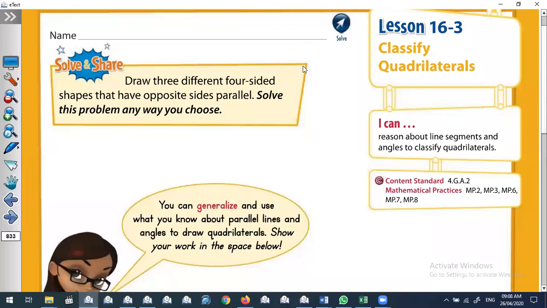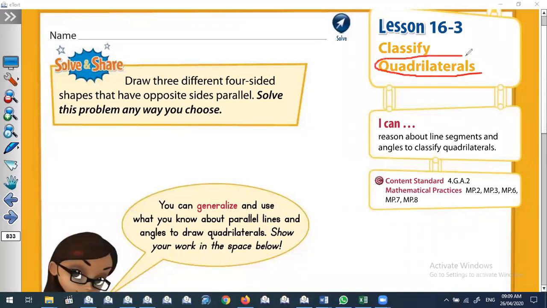How are you today? Our lesson today is lesson 16.3, which is classify quadrilaterals. Today we are going to know what is the difference between each quadrilateral. First, we need to know what is the meaning of quadrilateral.